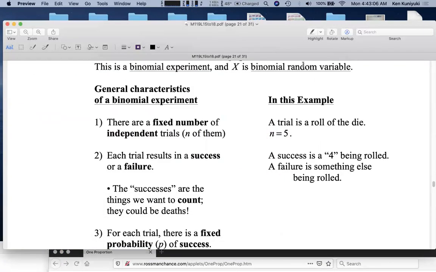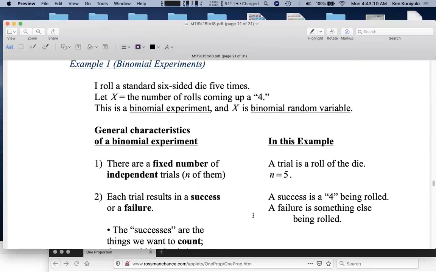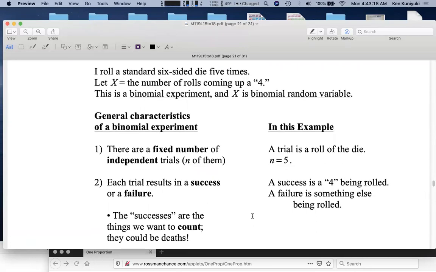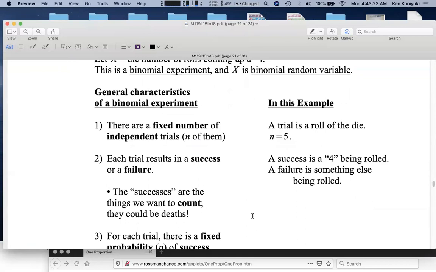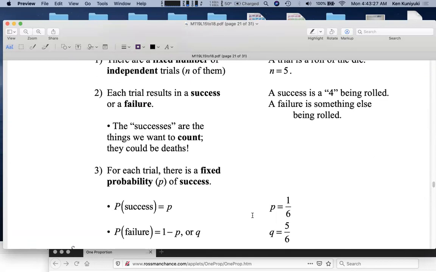Now, in the dice situation, this is where we're rolling a die 5 times, or we're rolling 5 dice, and X is counting the number of 4s that we get. Well, n equals 5 is the number of dice that we roll. A success means you get a 4. A failure means you don't. We have a fixed probability of success. It's 1/6. That's the probability of getting a 4. The probability of not getting a 4 is 5/6.